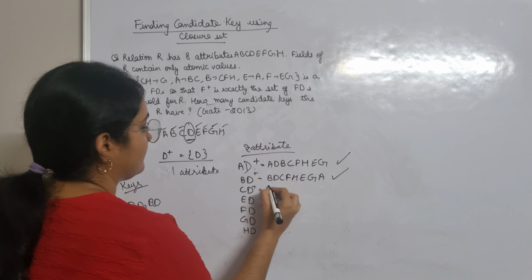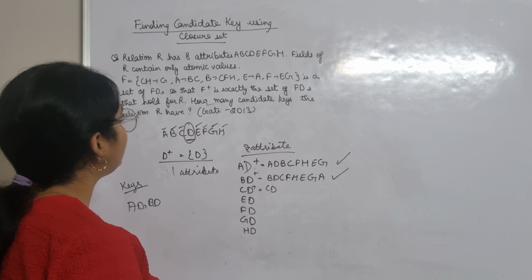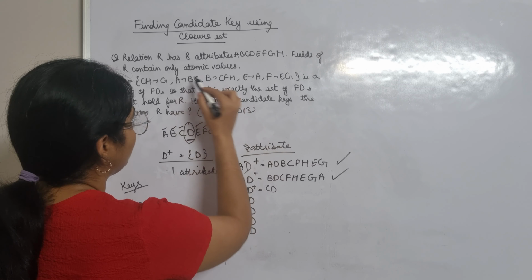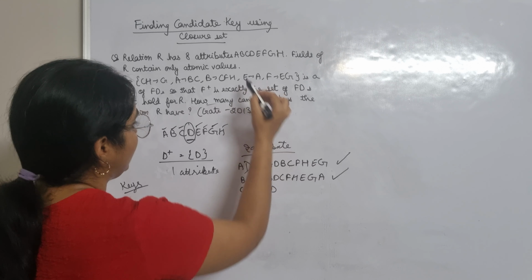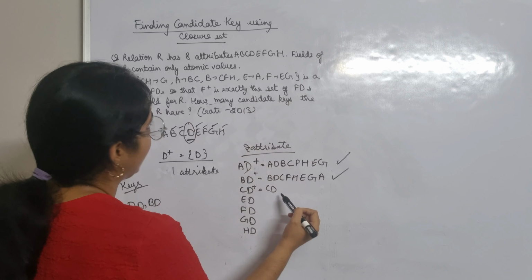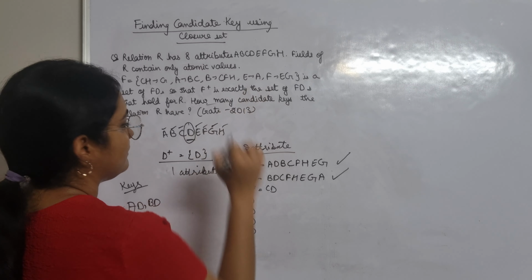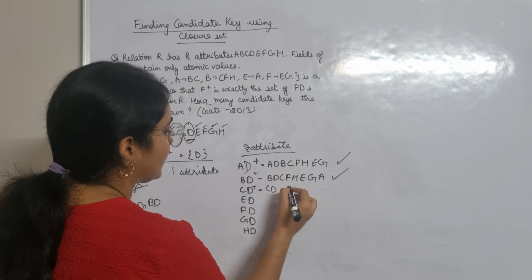Now CD. CD determines CD. H we don't have. A determines BC. A we don't have. B we don't have. E we don't have. F we don't have. Anything else we can determine? No. So this is not a candidate key.